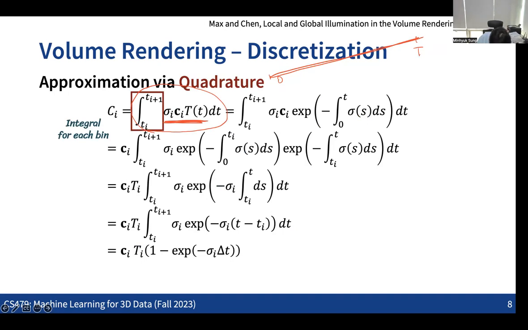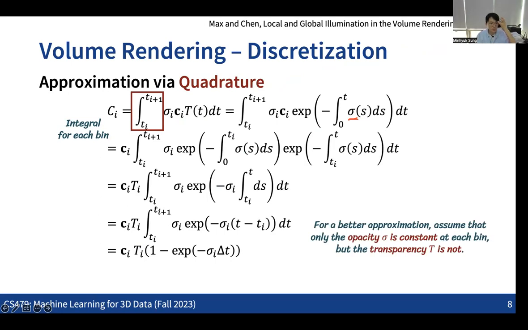While we are assuming that the opacity is constant for each of the bins, we don't need to also assume that the transparency is constant, because the transparency is the quantity that we get as the integral of the opacity. Instead, we calculate some continuous quantity of the transparency for each of the bins. While we are taking the integral for this specific bin, the transparency should still be computed based on the information from the previous bins, right? Because the transparency is defined based on the opacity of all the previous bins.